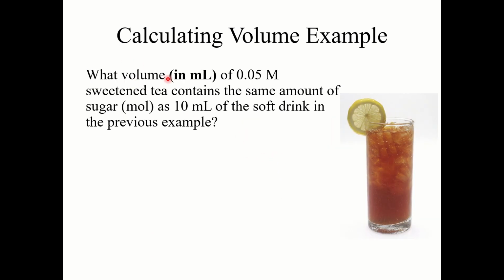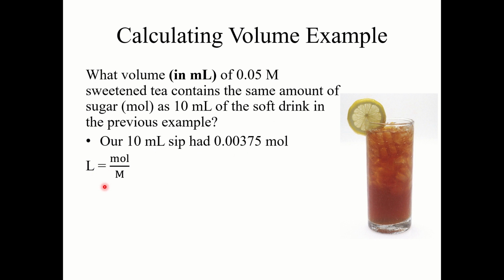This problem states: what volume in milliliters of a 0.05 molar sweetened tea contains the same amount of sugar as 10 milliliters of the soft drink in the previous example? So here we are being asked to solve for volume. Our 10 milliliter sip had 0.00375 moles of sugar. So here we're going to use this version of the equation where the volume in liters is equal to moles divided by molarity. So our moles is 0.00375.